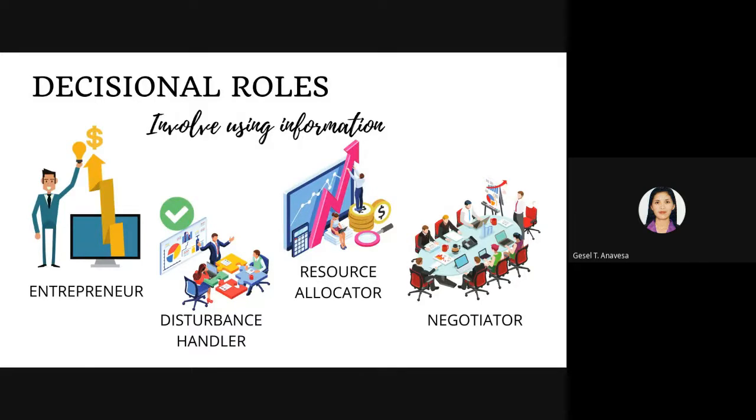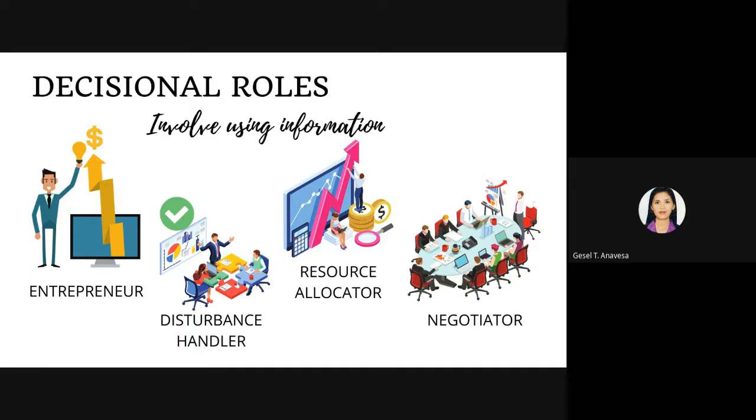So as a disturbance handler, managers are responsible for responding to events or circumstances that are beyond their control. These circumstances or pressures are typically too significant for a manager to ignore, and thus some kind of action is needed. So these pressures could include deteriorating economic conditions, labor strikes, natural disasters, competitors, even product issues. Okay, this will really give an impact to the business. So as a disturbance handler, how does a manager address these, what techniques or strategies will they apply so that the problem the company is facing can be solved?